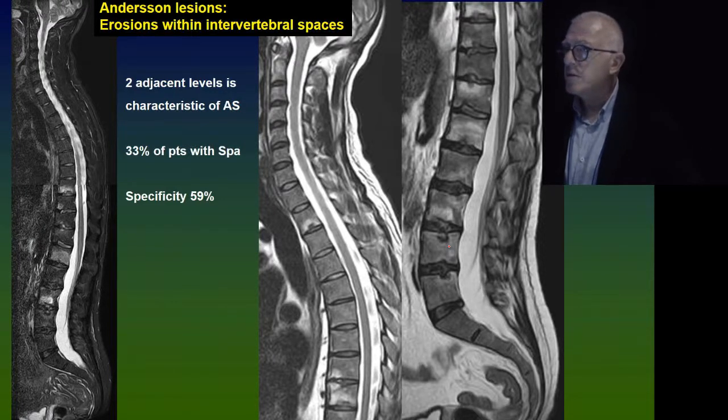The Andersson lesion is now called by most of the authors and the people who are involved in this group of disorders aseptic spondylodiscitis. It is seen in 1 out of 3 patients with axial spondyloarthropathy, and we need to have at least 2 adjacent levels of involvement. Here you see such an Andersson lesion, another one here. It looks like acute infection, but that high up in the thoracic spine is impossible. So all these are Andersson lesions.